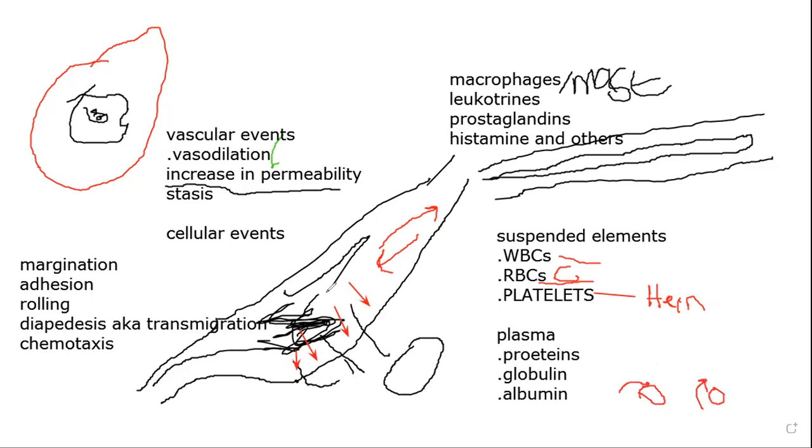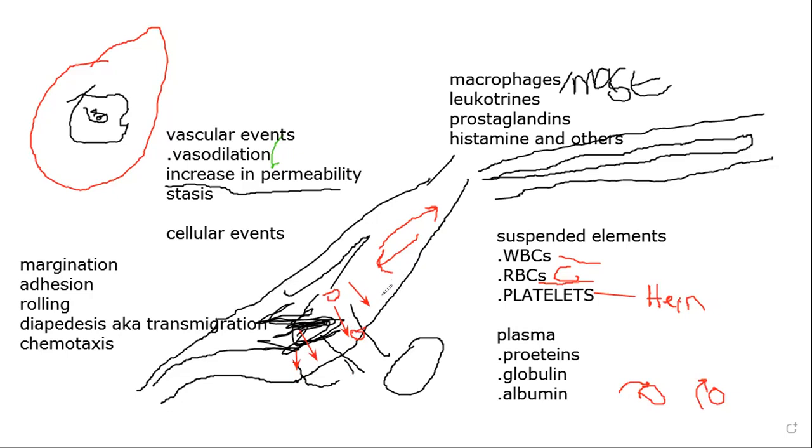For example, if you have pure blood, a white blood cell here will move towards the margin, and that is margination. Then here it will get attached on the endothelium. When it gets attached on the endothelium, that is called adhesion. After adhesion, they'll start rolling, like that. That is rolling.